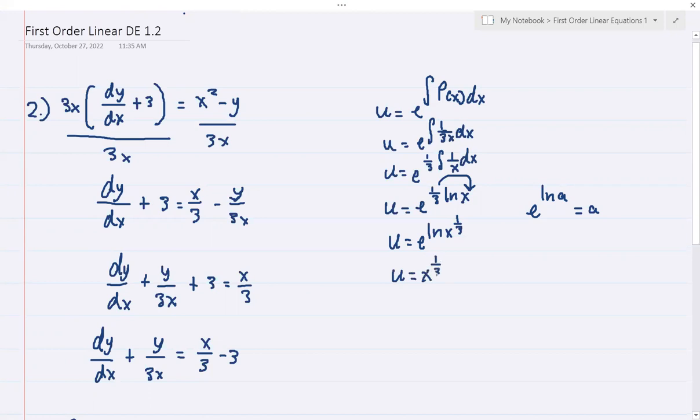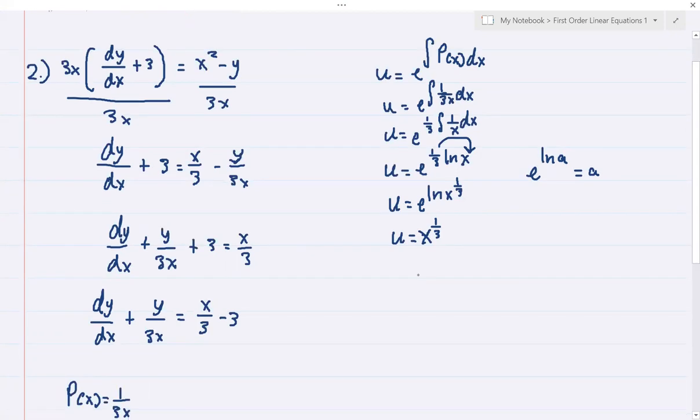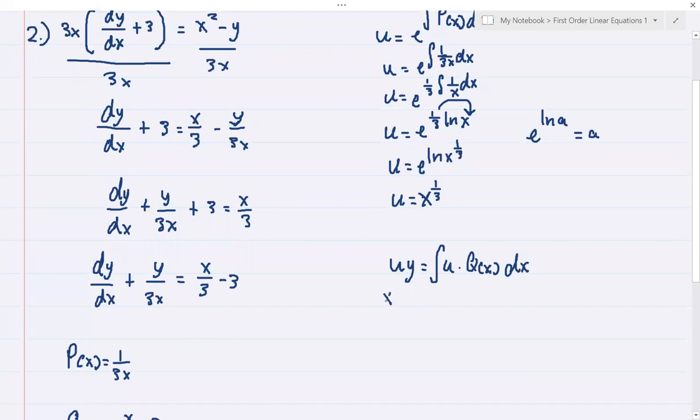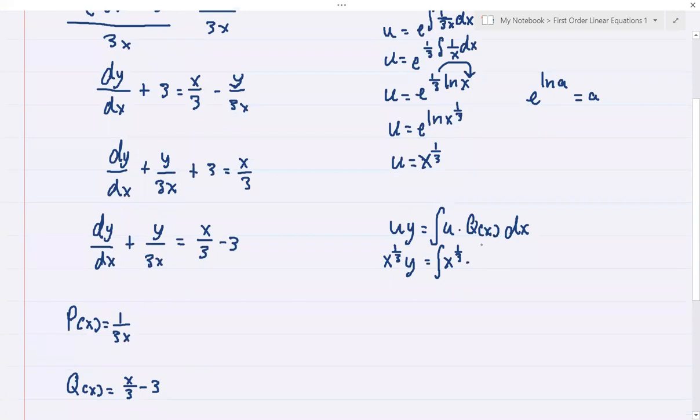So if we have e raised to ln of x raised to 1/3, we will have u is equal to x raised to 1/3. After you get your integrating factor, now we will use this formula: u times y is equal to the integral of u times q of x. So let's substitute. Your u is x raised to 1/3 times y is equal to the integral of x raised to 1/3 times q of x. Your q of x is x all over 3 minus 3.